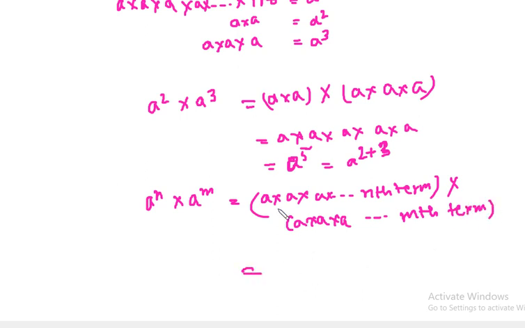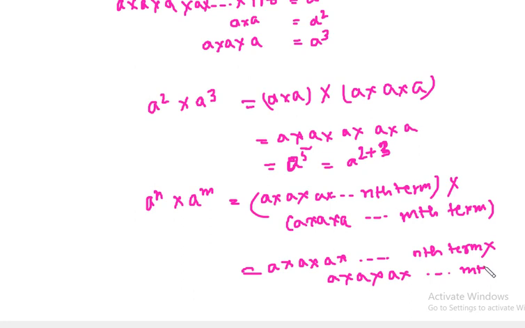Now in case of multiplication, we can eliminate parentheses for any real number, so it will go like a into a up to the nth term, and then again a into a up to the mth term. So how many a's are multiplied actually? 1, 2, 3, 4, dot dot dot n, n plus 1, n plus 2, n plus 3, and dot dot dot n plus mth term, total n plus m terms.